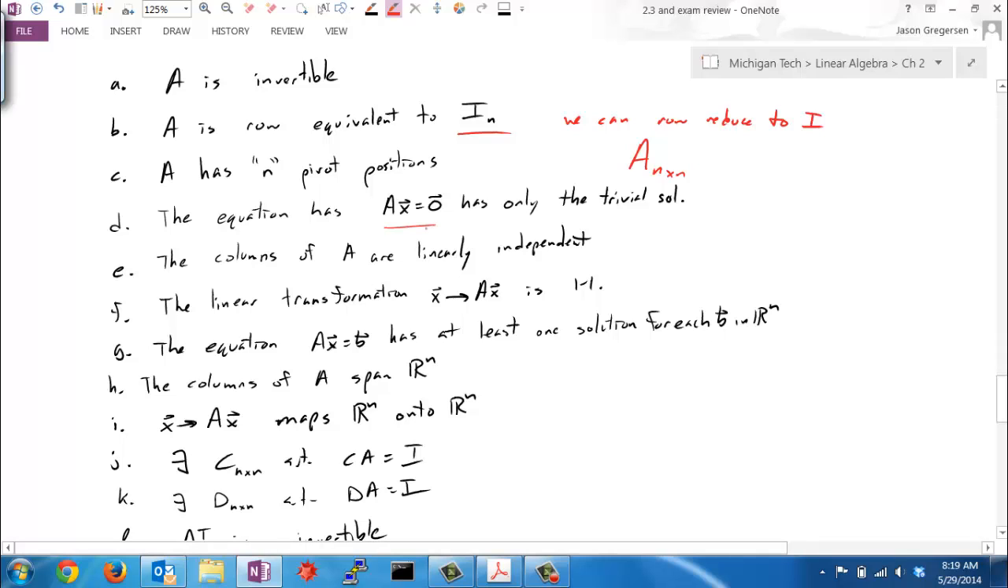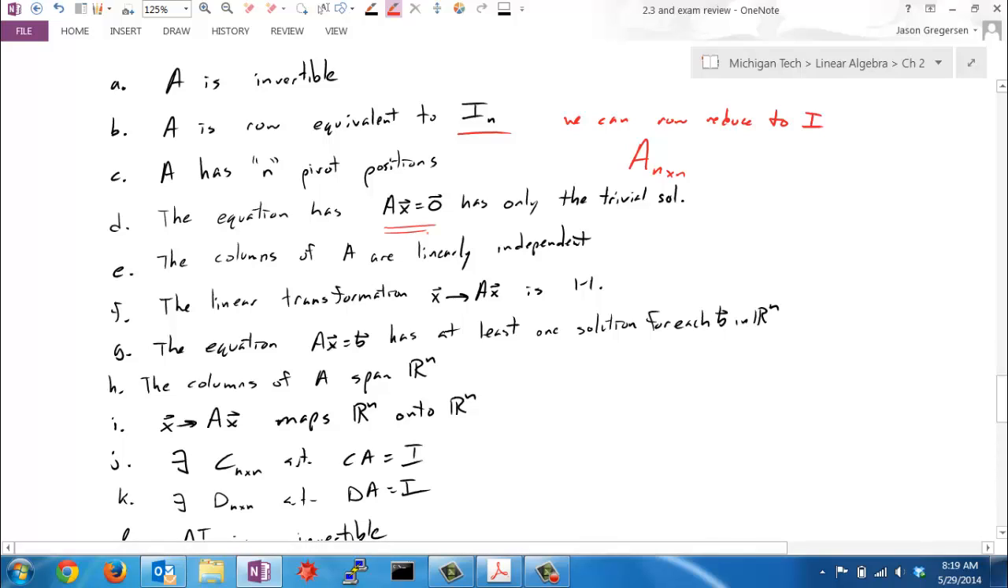All right, the equation Ax equals 0 has only the trivial solution. That's the next statement they give us. Does this one make sense? It has a solution for sure. There does exist a solution. That means it's onto. And there's only one solution. That means it's 1 to 1. So it's just a restatement of the fact that it's 1 to 1 and onto.